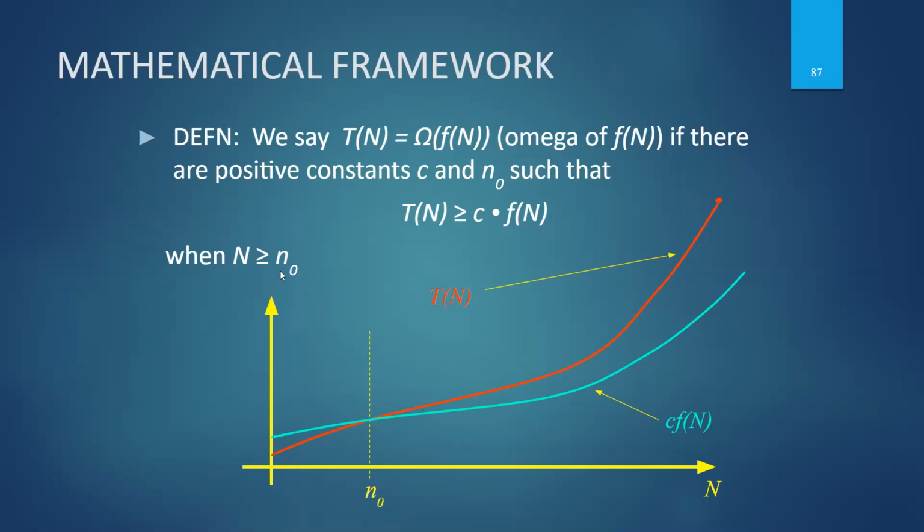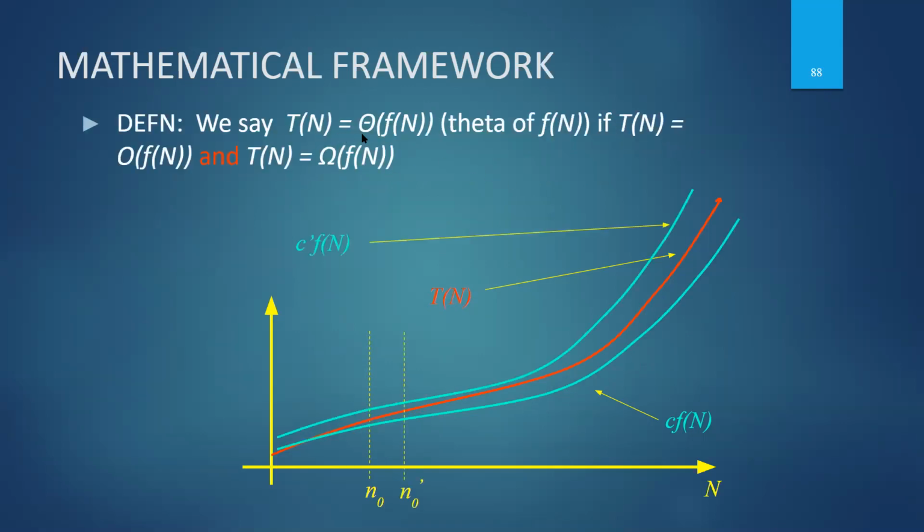Because of that, this condition is important. If we find just one c and n0 pair, then we can say that this inequality holds. Okay, so we can move on.